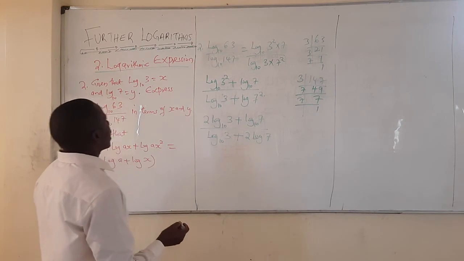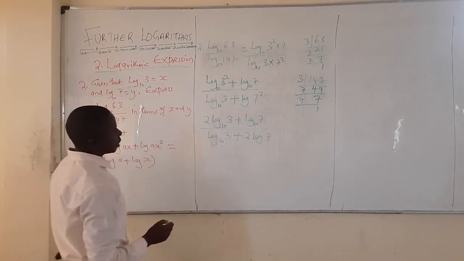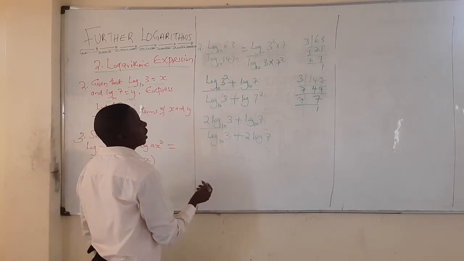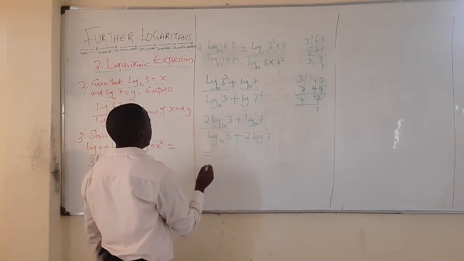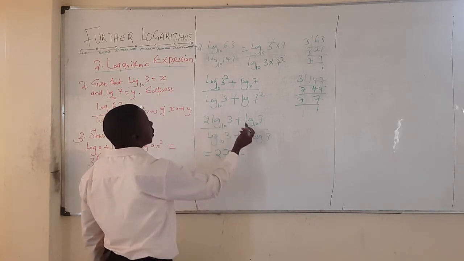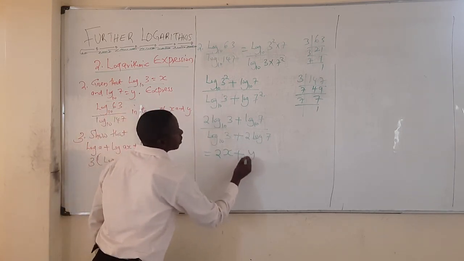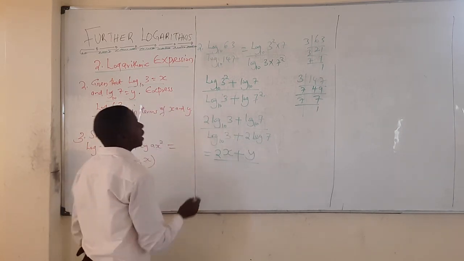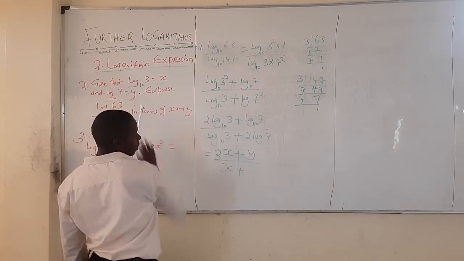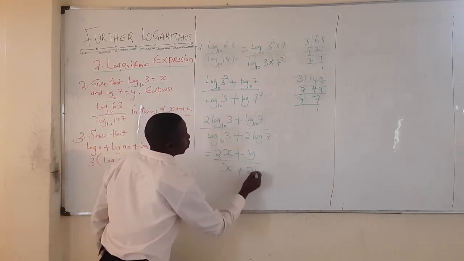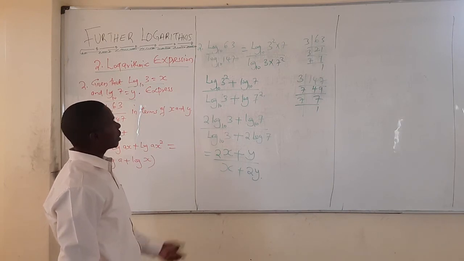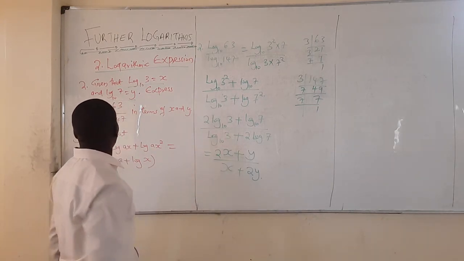And then we were given the log of 3 base 10 to be x, and the log of 7 base 10 to be y. So we just have 2 log of 3 base 10 as 2x plus log of 7 base 10 as y. So we just have y there. Then you divide by the log of 3, given as x, and then the log of 7 base 10 is now 2y. So that is the log of 63 divided by the log of 147 in terms of x and y.